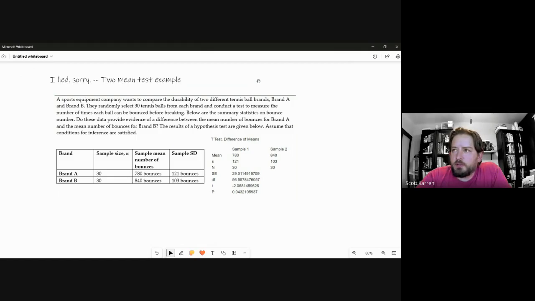Oh, I forgot where I was. And conduct a test to measure the number of times each ball can be bounced before breaking. Below are the summary statistics on bounce number. The question here: do these data provide evidence of a difference between the mean number of bounces for brand A and the mean number of bounces for brand B? The results of a hypothesis test are given below. Assume conditions for inference are satisfied.